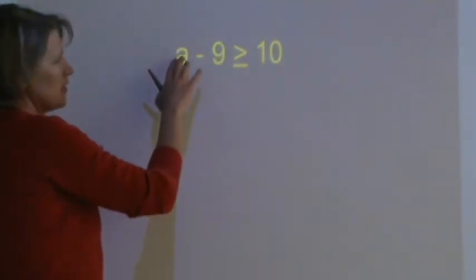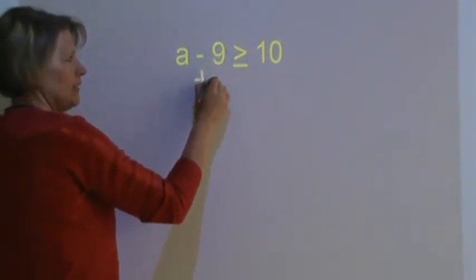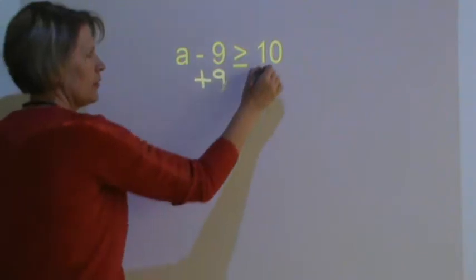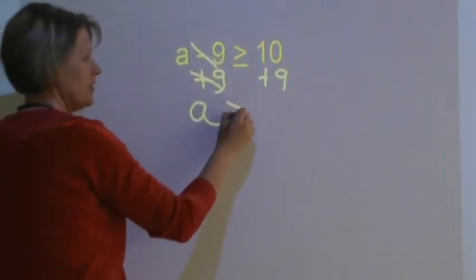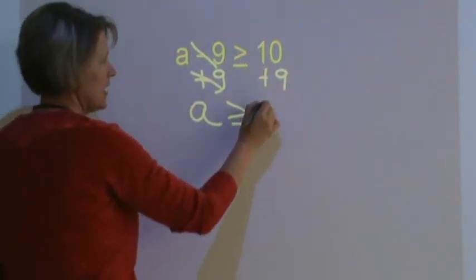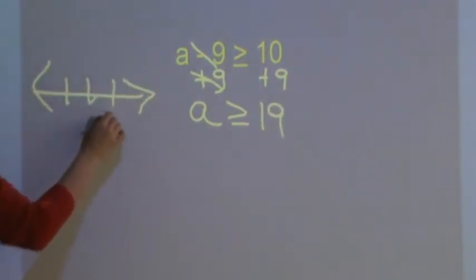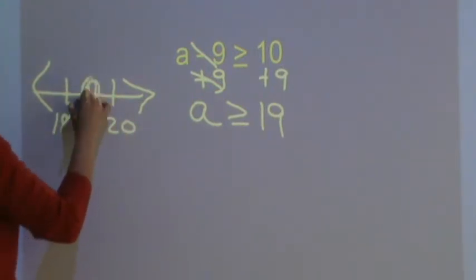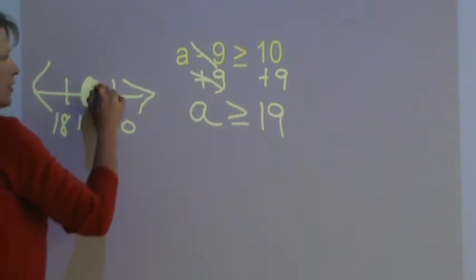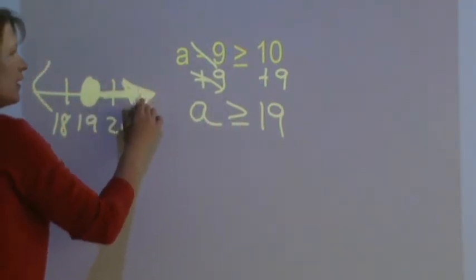On this one we have something minus 9 is greater than or equal to 10. So to get rid of the minus 9, I add 9. Whatever I do to one side, I do to the other. I'm left with just a. I don't change my sign because all I did was add. And that's my answer. Hopefully this doesn't seem too threatening. There's not much to this. This is going to be greater than or equal to, so I have a closed circle. Greater than is going to be this way.